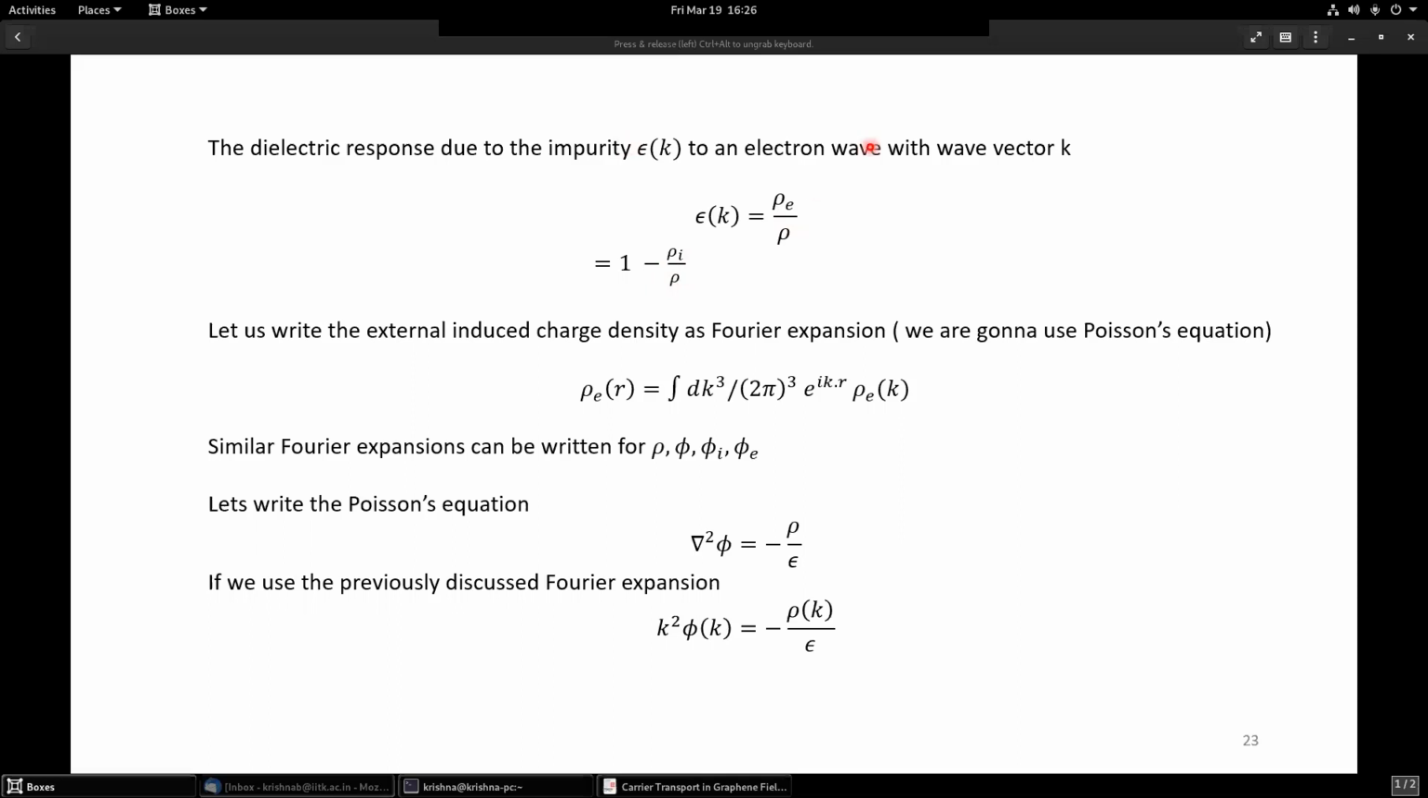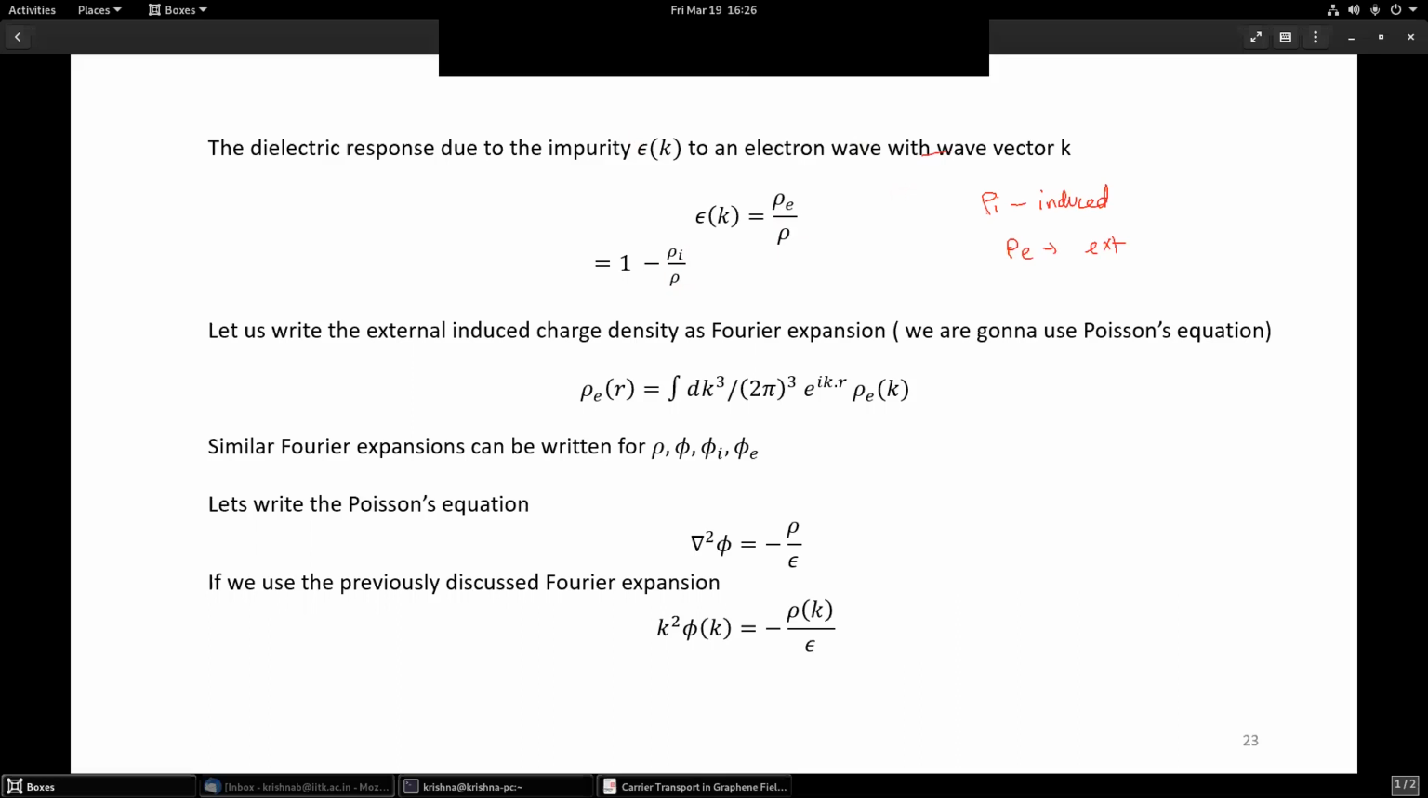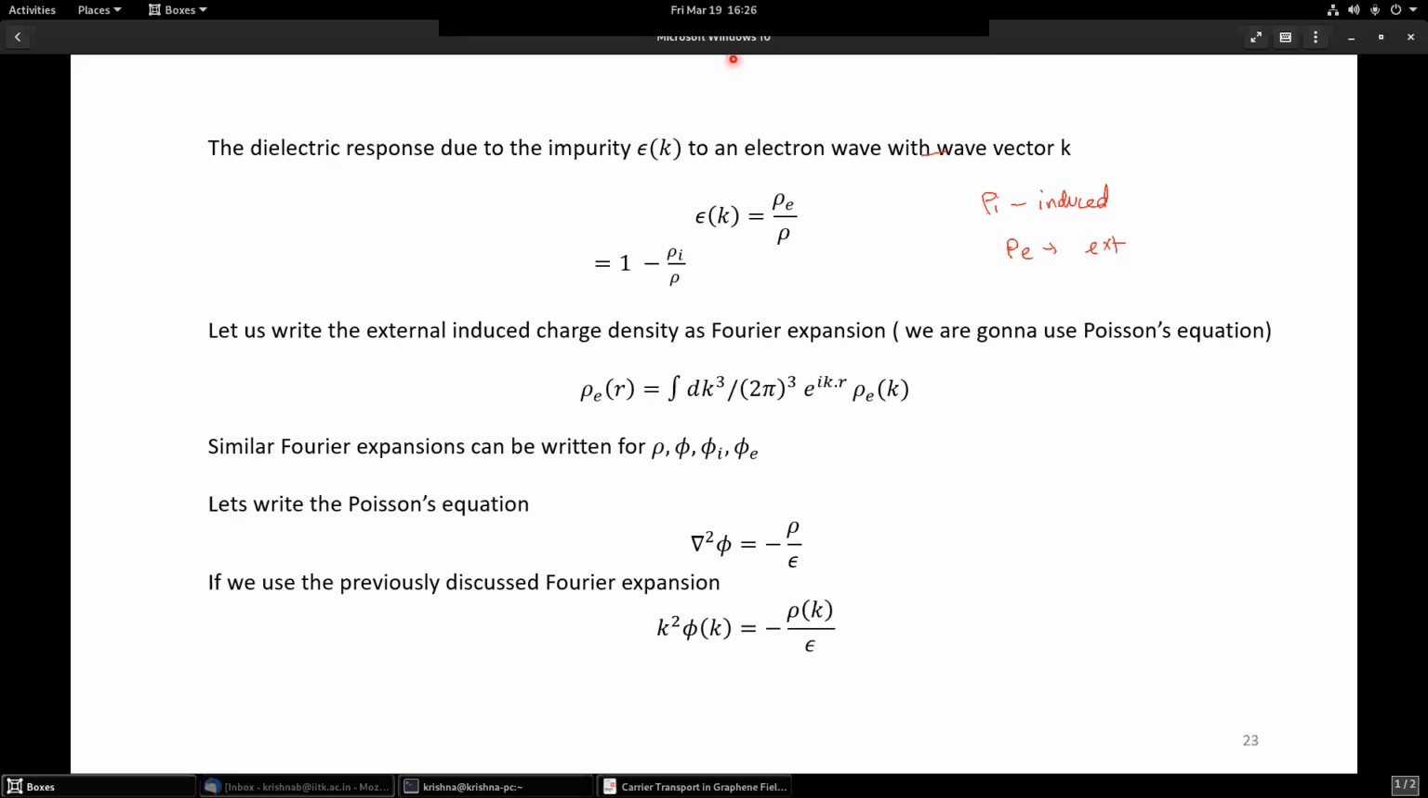Let me write it again here, right? So I'm going to annotate. What I mean is rho I is induced and rho E is external. So this rho E here is the external charge density. That is the dopant density that I have introduced. Rho E is the external and rho I is induced. So this rho E can be written as rho total minus the induced charge density, and finally it will come out to be 1 minus rho I by rho.